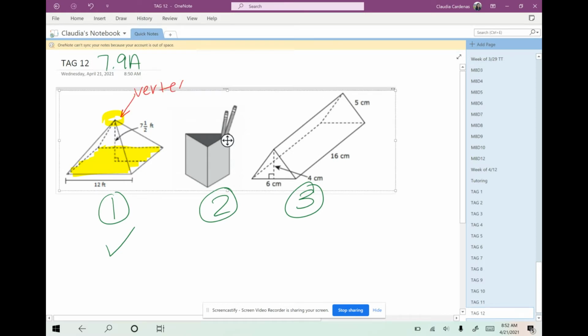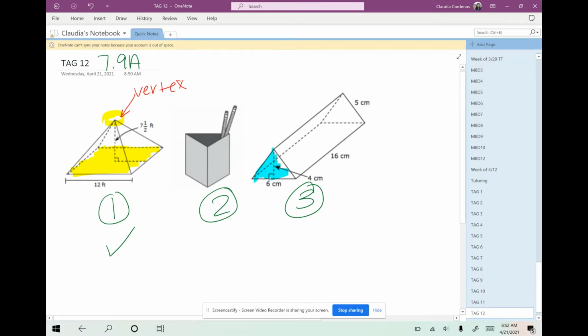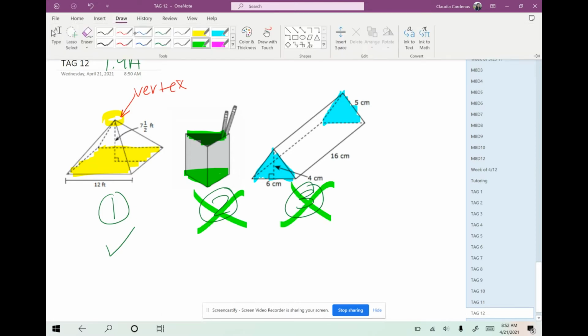Okay, so the other 2 shapes are triangular prisms. Notice how they both have 2 bases that are congruent and parallel. So this is actually 2 triangular bases. If we look at this one, we have a triangular base here that is parallel to this triangular base, therefore it's a prism. And we could imagine that if the top of this pencil cup is a triangle, then the bottom is also a triangle. So that's why these are not pyramids, but prisms.